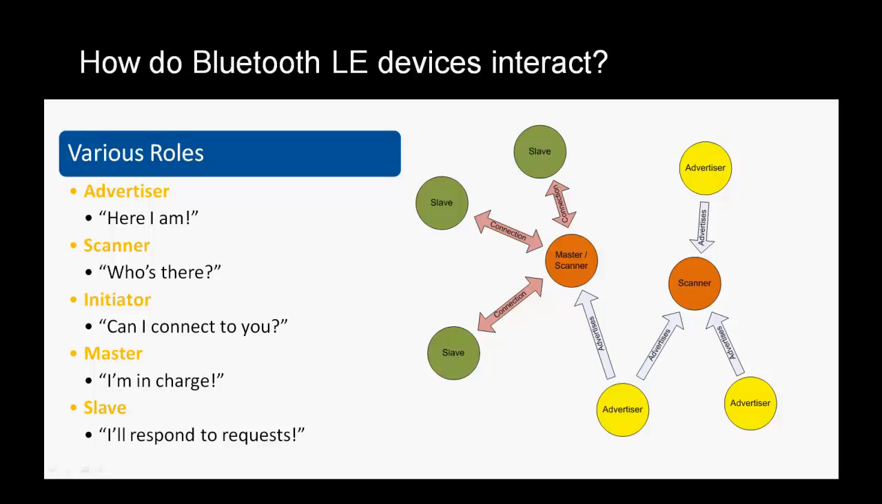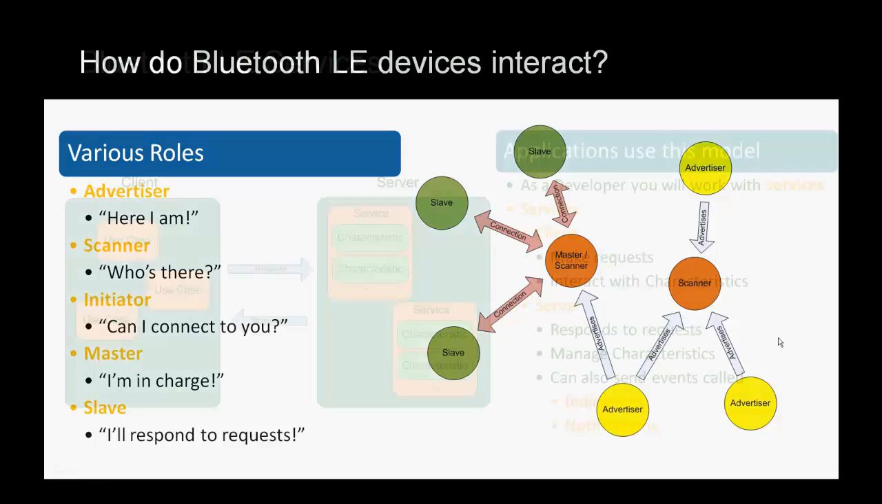Once the device that's been performing scanning discovers a suitable device that's been advertising its services, it can then choose to initiate a connection to that device. Once two devices have connected, they adopt the roles of master and slave, where the master basically sends requests to the slave device and the slave device responds to requests from the master. So it's an asymmetric type of environment.